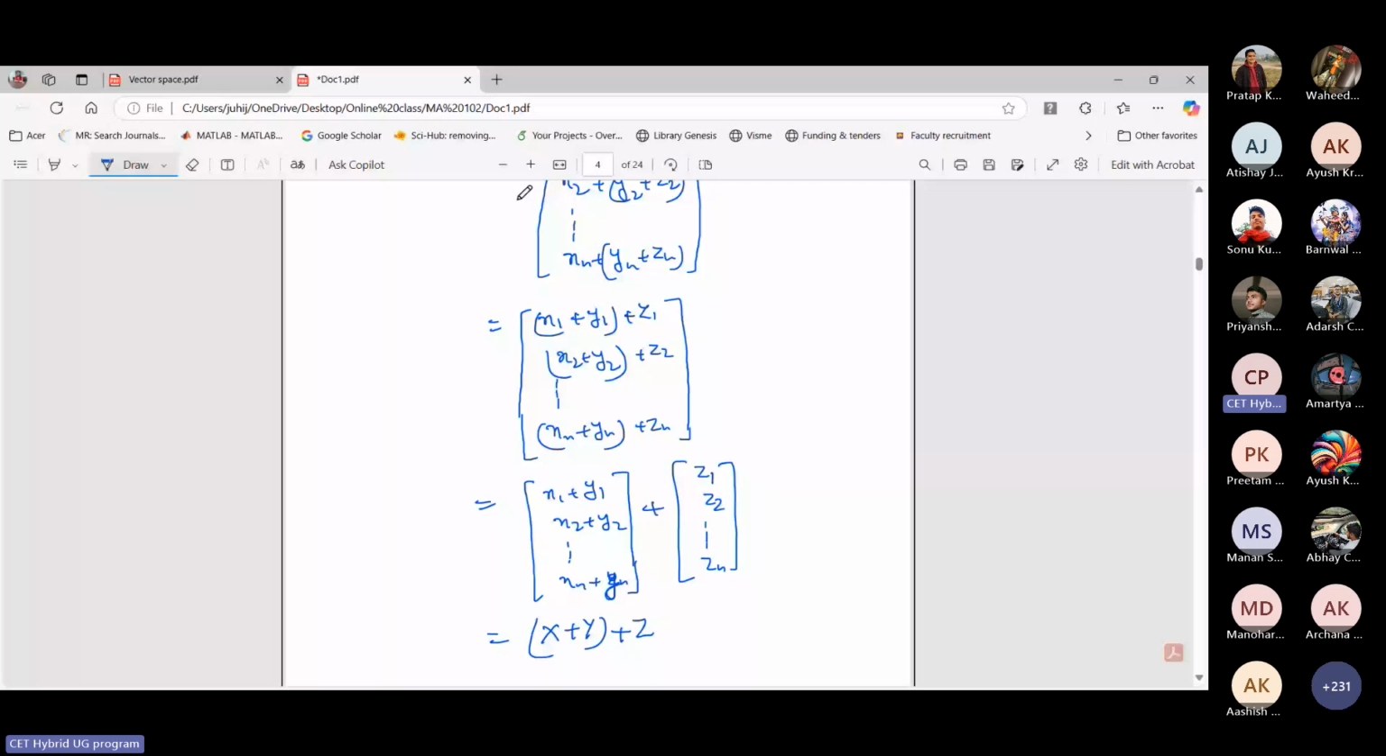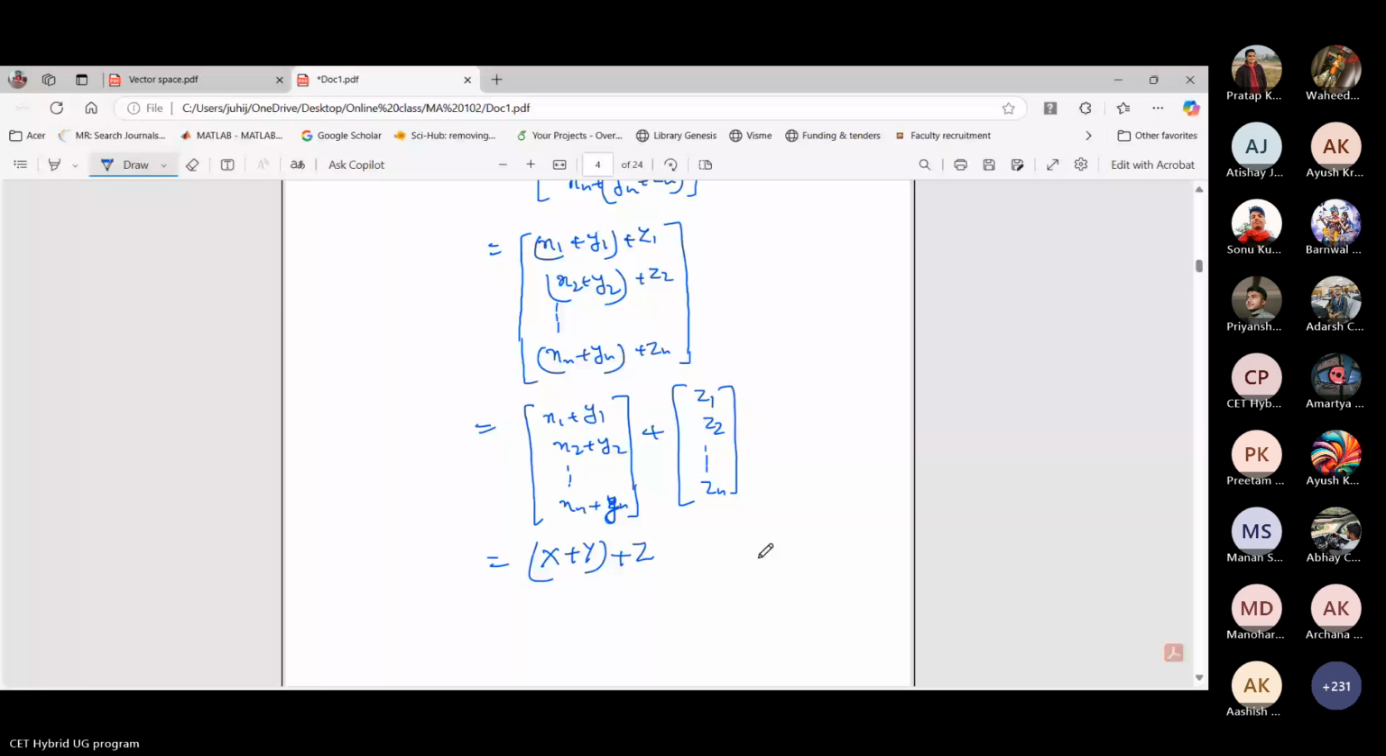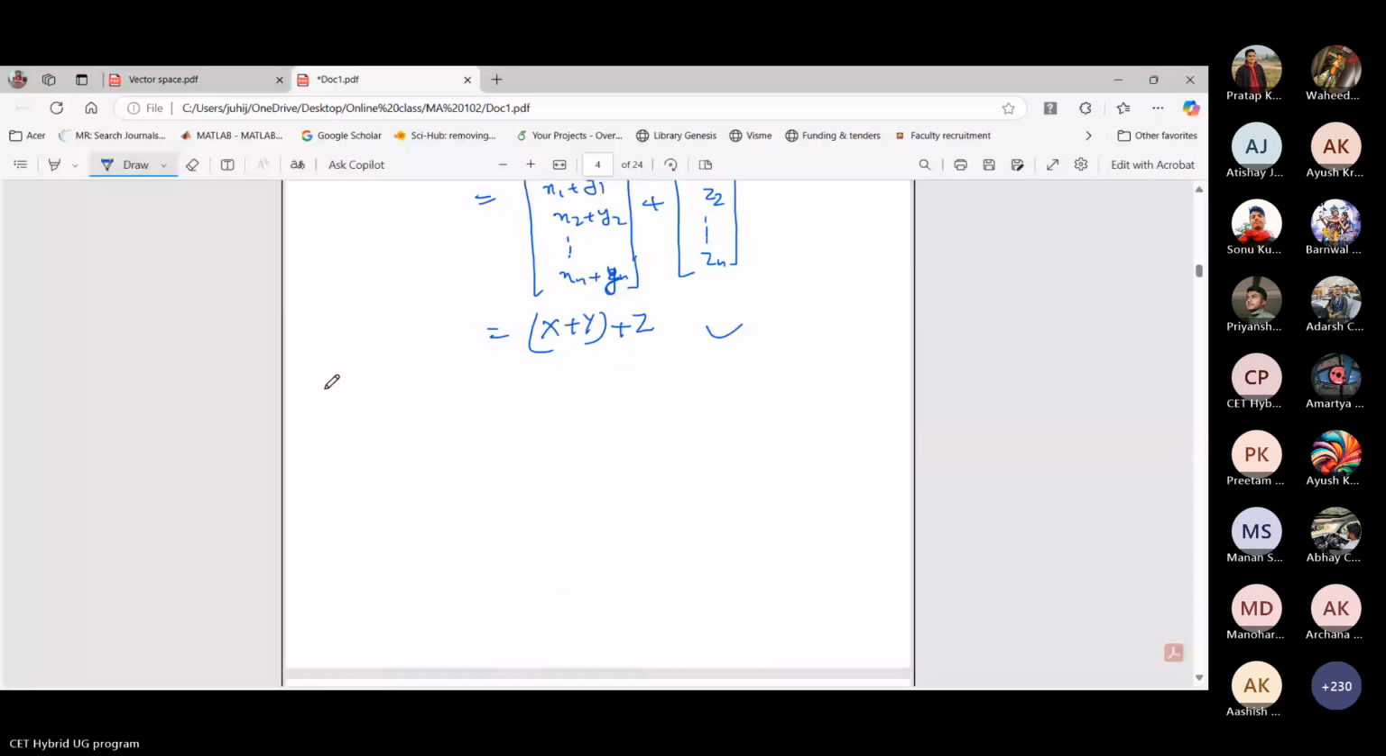Now we will go with the second one. Second one says what? Commutativity with respect to vector addition. So this holds. Now for the second one, x plus y is equal to what? This will be equal to x1 plus y1, x2 plus y2, xn plus yn. This is true.